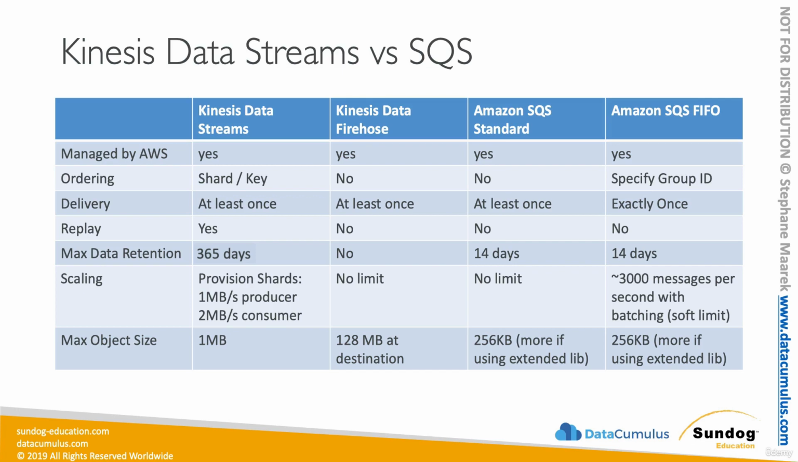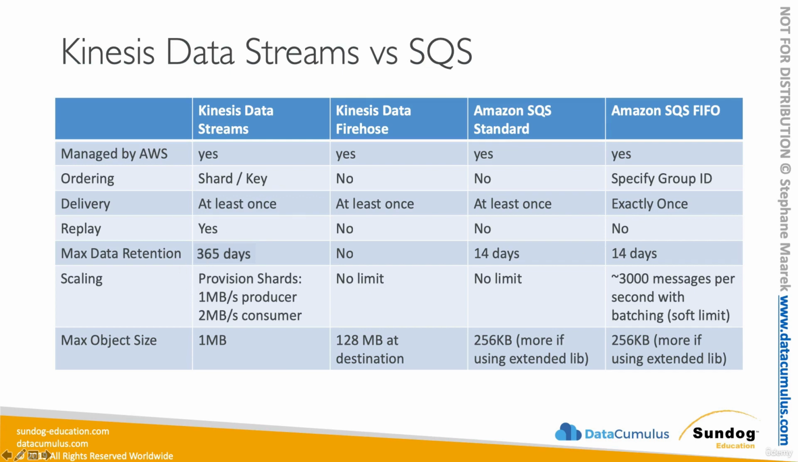Kinesis data streams will provide you ordering at the shard key level. Kinesis data firehose does not provide you any ordering. SQS standard does not provide you any ordering. And Amazon SQS FIFO, if you specify a group ID, you will get ordering per group ID. In terms of delivery, Kinesis data stream is at least once, so is firehose, so is SQS standard, exactly once for SQS FIFO. You can replay data only for Kinesis data streams, not for firehose and not for SQS.